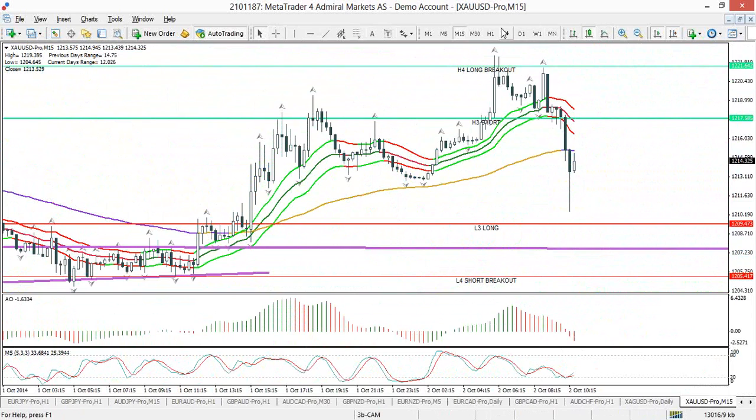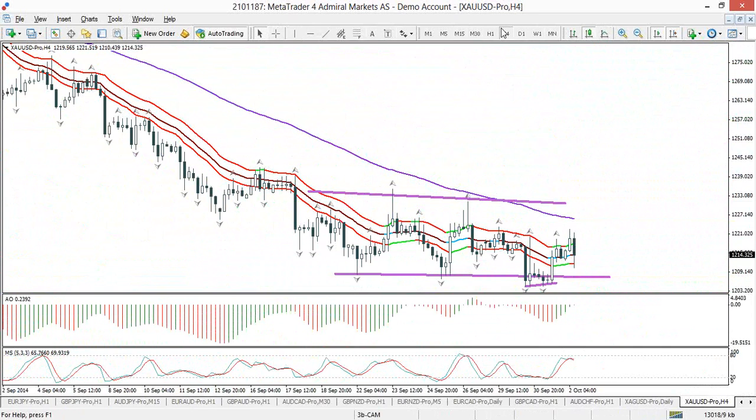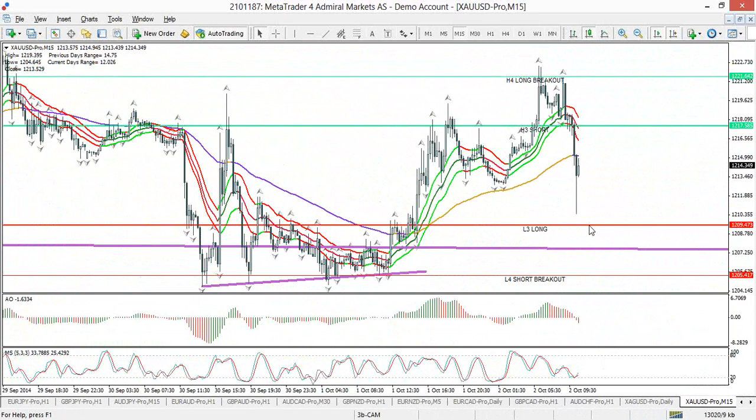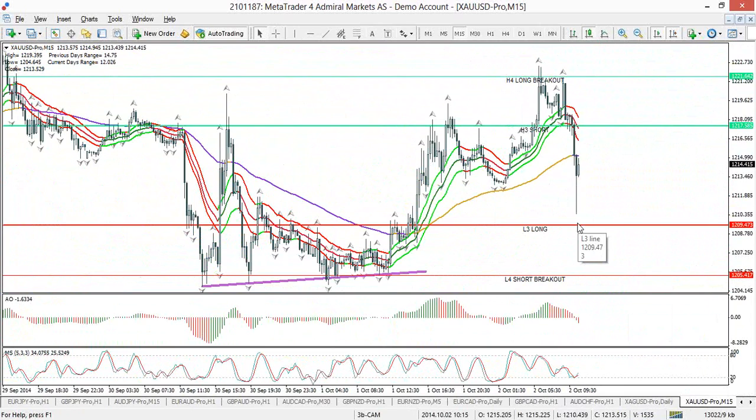At the moment, though, the hourly is pretty choppy, sideways. So I would definitely have to see price at least try to challenge and break below the L3, if anything, at the moment for downside. That's the only thing I can think of that would make sense on an XAU-USD.